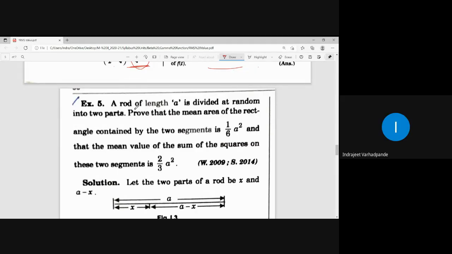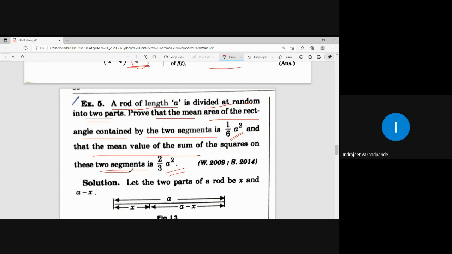The next example in continuation: a rod of length a is divided at random into two parts. Prove that the mean area of the rectangle contained by the two segments is 1/6 a squared, and the mean value of the sum of the squares on these two segments is 2/3 a squared. In both cases, whether it is area or mean value, we are required to calculate the mean. The formula for mean will be in picture, right? Now, the sum of the squares on these two segments.